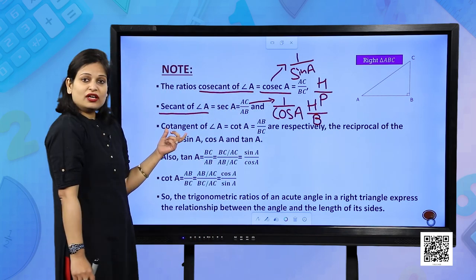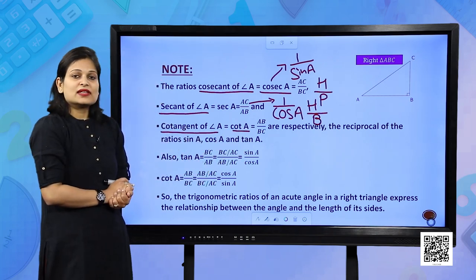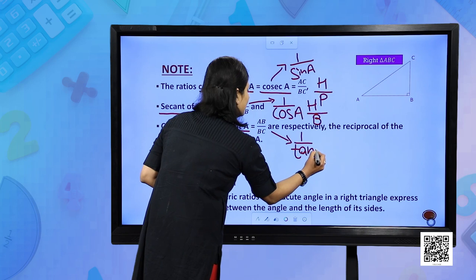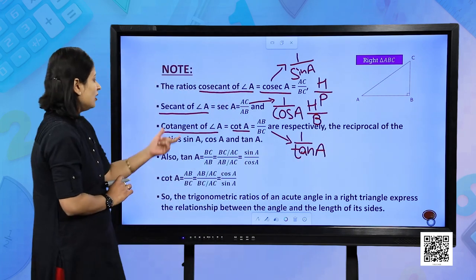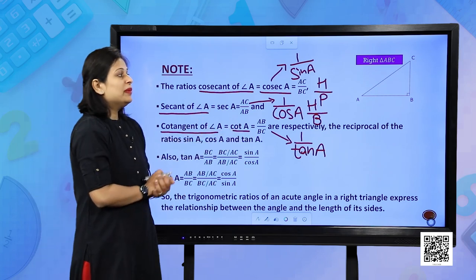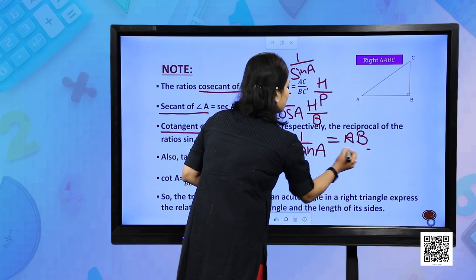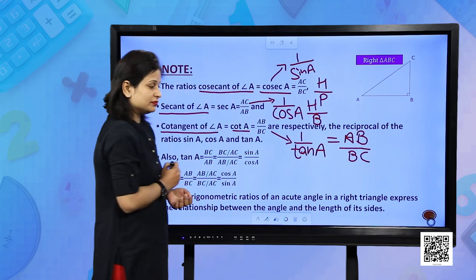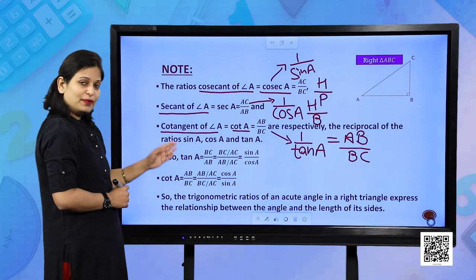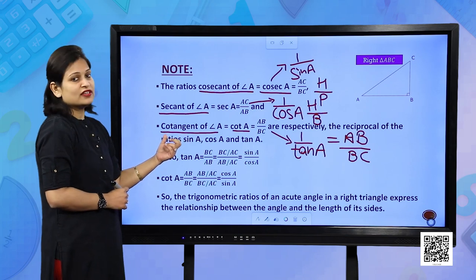Now comes cotangent of angle A, which we usually write as cot A. This is the reciprocal of the tan function, 1 upon tan A. Means cotangent of angle A will be AB upon BC. AB is the base and BC is the perpendicular. So, cosecant, secant and cotangent are the reciprocals of sine, cos and tan respectively.